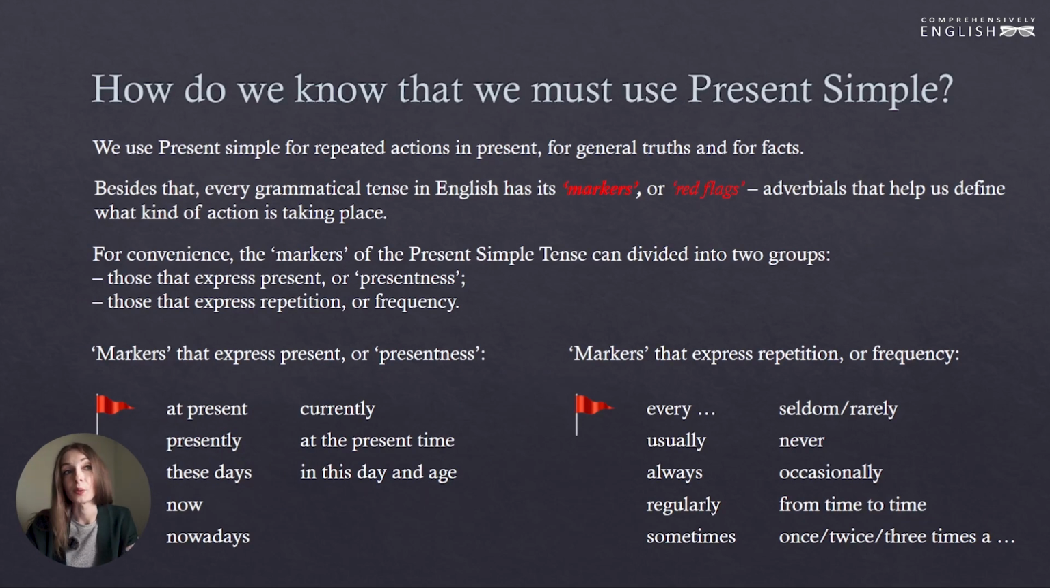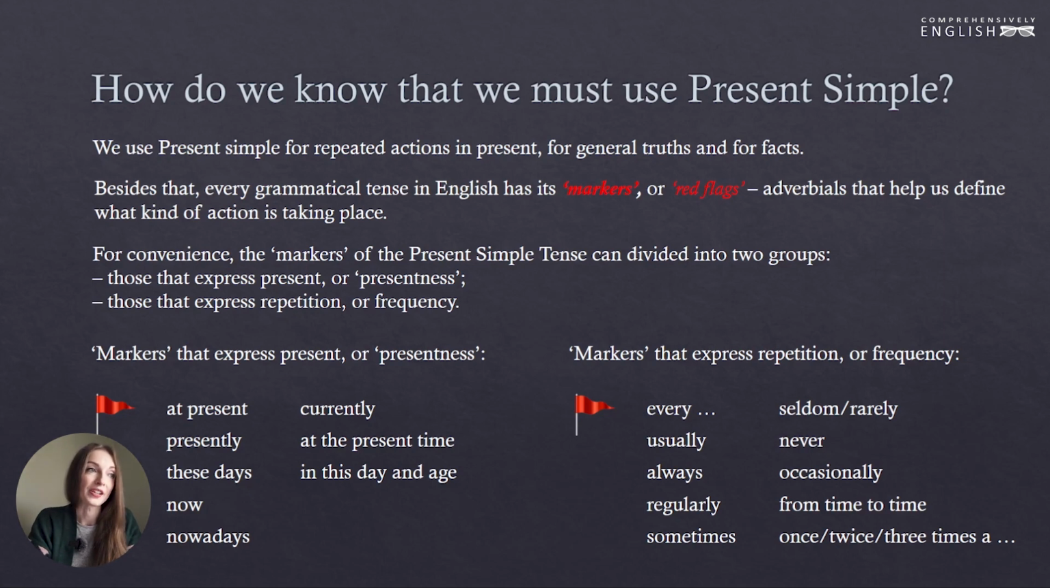How do we know that we must use the present simple tense? As we have already mentioned, we use it to speak about repeated actions in present, about general truths and facts that are true in present. Besides that, every grammatical tense in English has its markers or red flags. You may call them by any name you want, but they are adverbials that help us define what kind of action is taking place. Is it a progressive action? Is it a perfect action? Where exactly are we on the timeline? For convenience, the markers of the present simple tense can be divided into two groups.